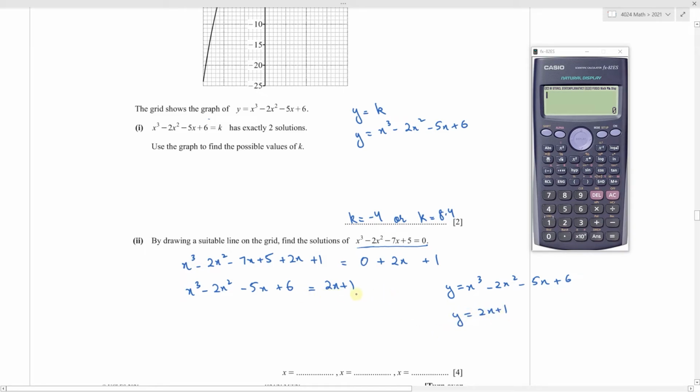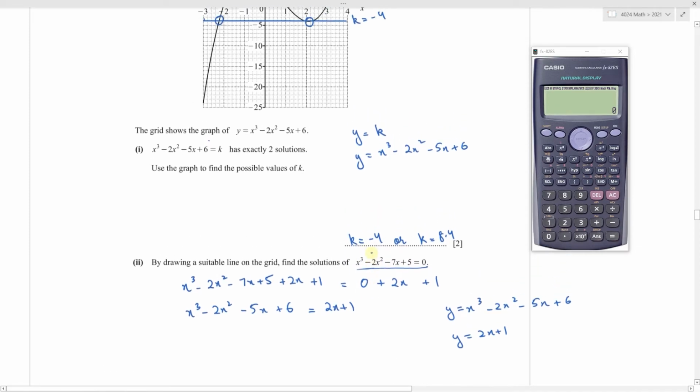On one side I have y equals 2x plus 1, which is this equation. So basically if I substitute y here with this, I get this equation. So I'm solving these two simultaneously and I have to find the solution. Since you have to use the graph, I'm already given the curve for this equation. Now I just have to plot this line on the graph, and the intersection of the two graphs will give me the solutions for this equation.